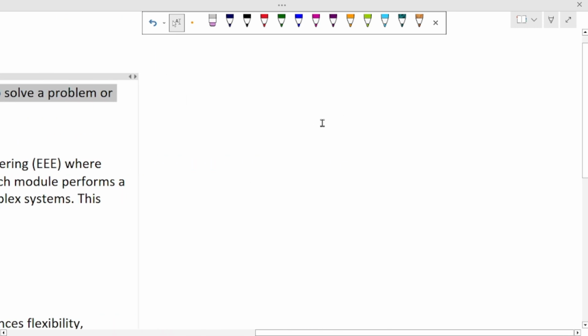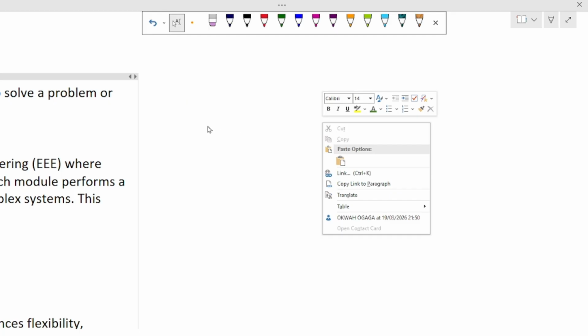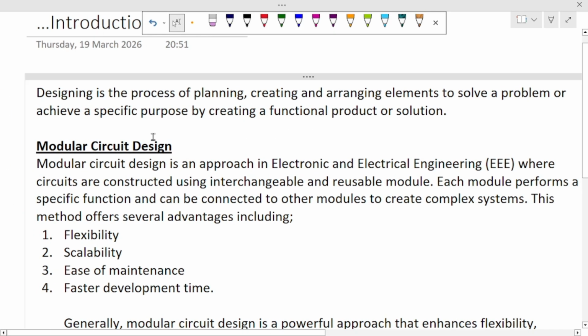So how do we go about this design of a thing? There are different ways to go about it. Approach to design, ways to design. Since we know that design has to do with planning, creating, arranging elements to solve a problem and to achieve a specific purpose, and by creating a functional product or solution, what are the different approaches to design?